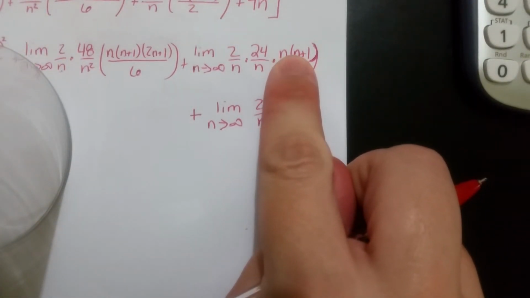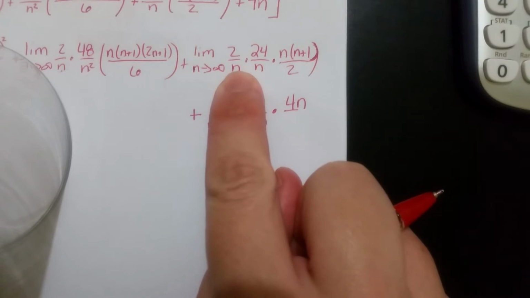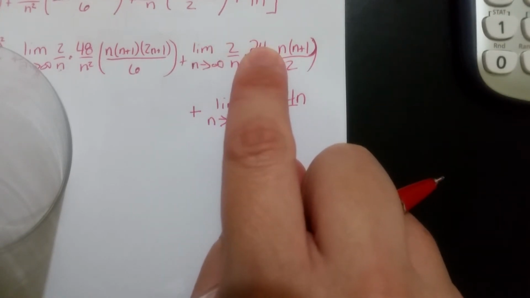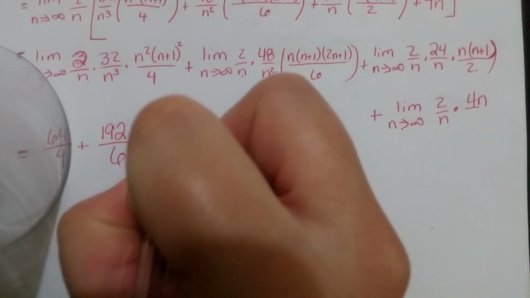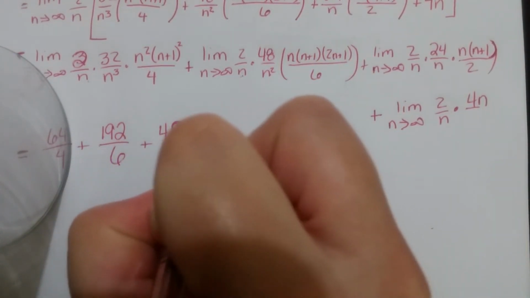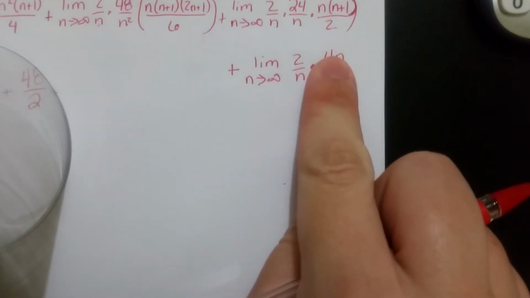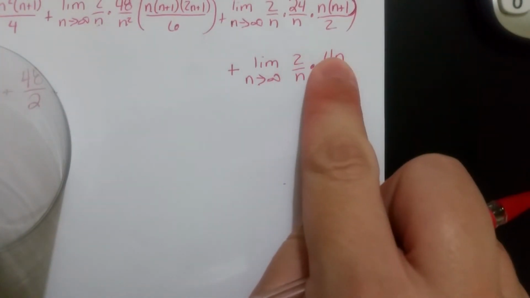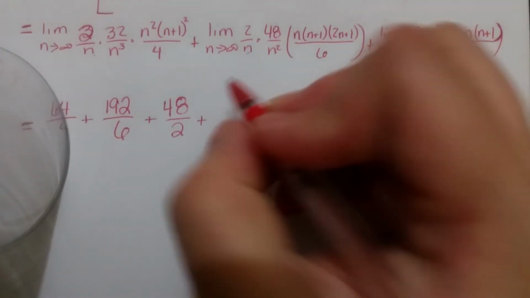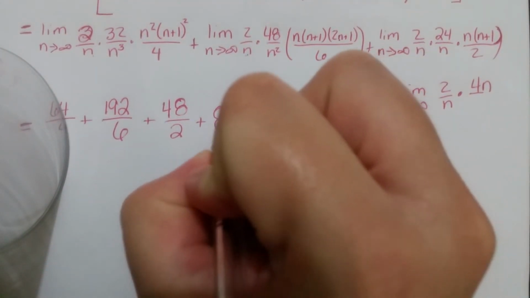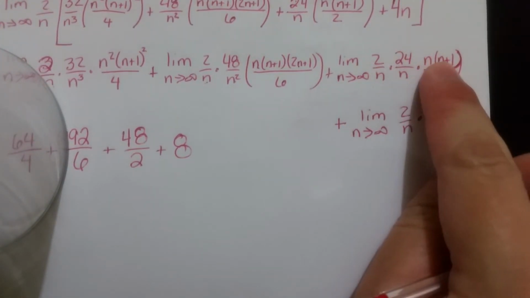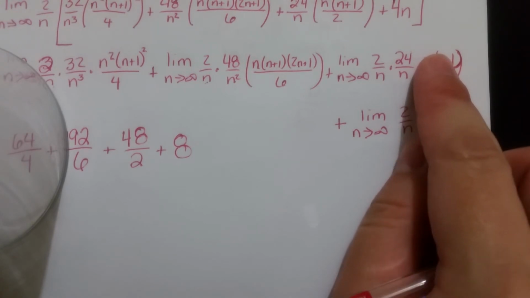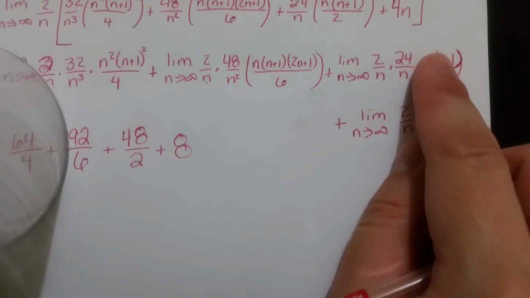So here I've got n times n, that'll be n squared. On the bottom also n squared, so 2 times 24 is 48 over 2. And here I've got n, so it's going to be 8 over 1, or just 8. And you can see how that cuts down many steps. There's really no reason that you would need to multiply this all out unless you're having a really hard time seeing what the limit would be.